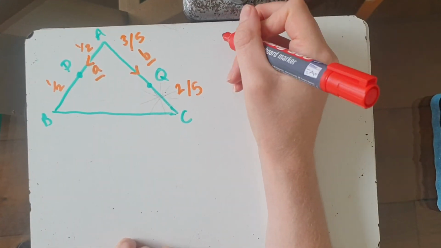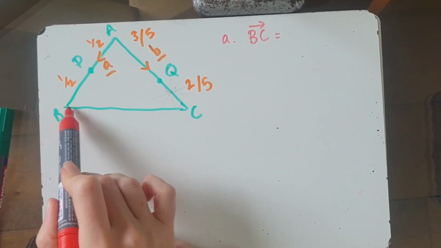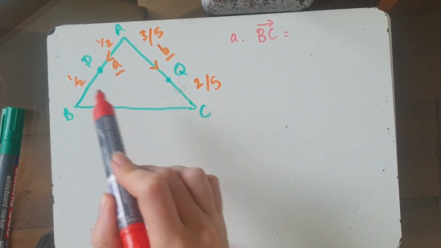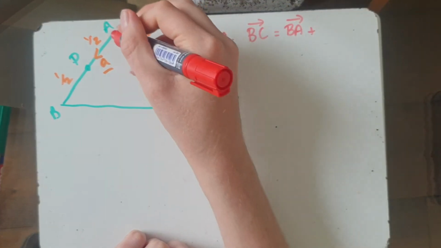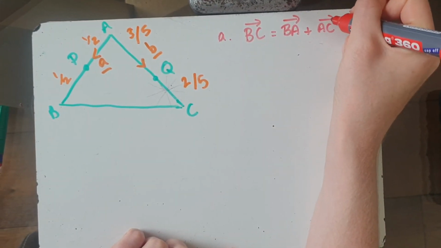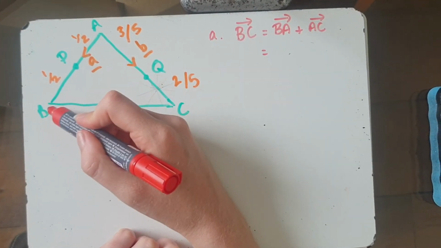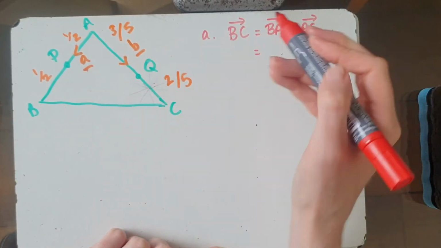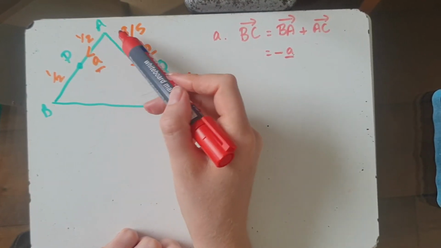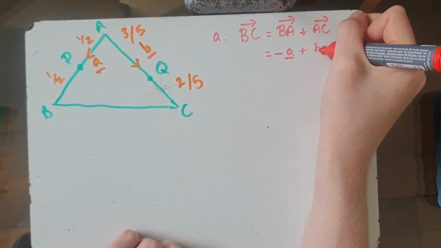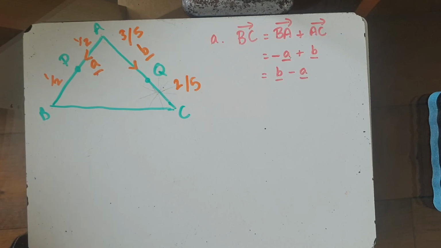So the first one, BC. I can't go directly from B to C because I don't know this vector, but I can go from B to A and then from A to C. BA is minus AB. AB is the vector a, so BA is the negative of that. Then AC is just b, so I'll have b minus a.